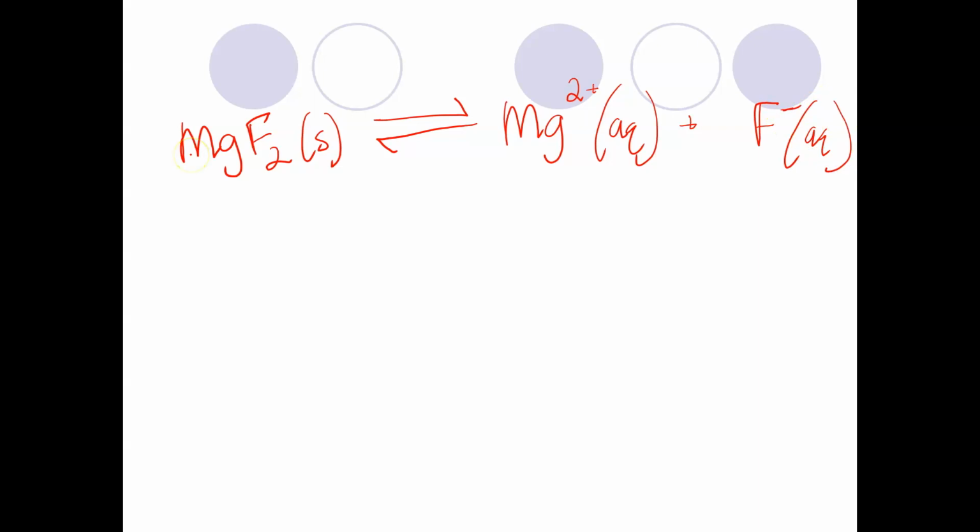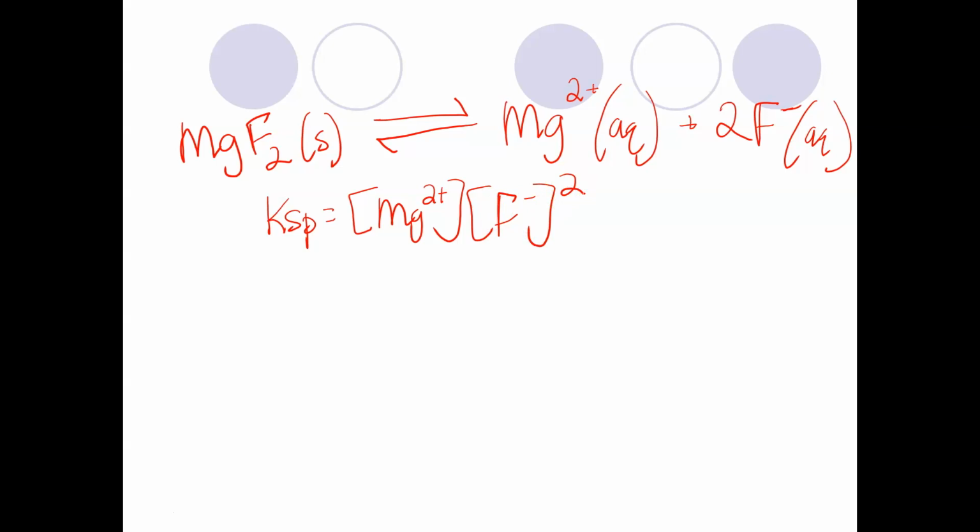I have 1 magnesium on each side. I have 2 fluorines on the left and only 1 fluorine on the right. So I'd have to put a 2 right there. So if I'm writing the KSP equation, products over reactants, it'll be magnesium times fluoride, where fluoride is squared. One thing to be careful of, the charges aren't the powers. That's just, really, it's just the charge.